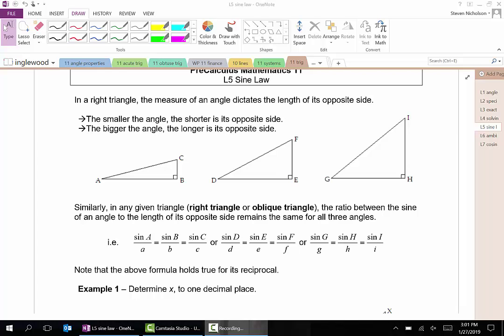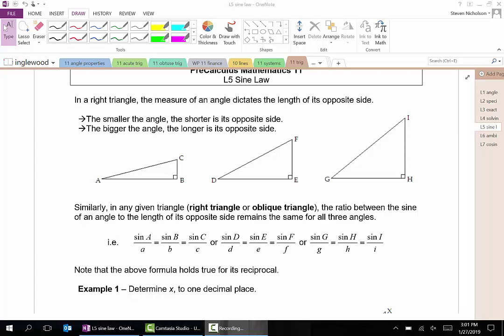Lesson 5 on trigonometry is called the sine law. And the sine law is a formula that we're going to use to determine sides and angles of non-right triangles. So a non-right triangle can be a triangle with all angles less than 90 degrees, or it could be a triangle with one angle greater than 90 degrees.